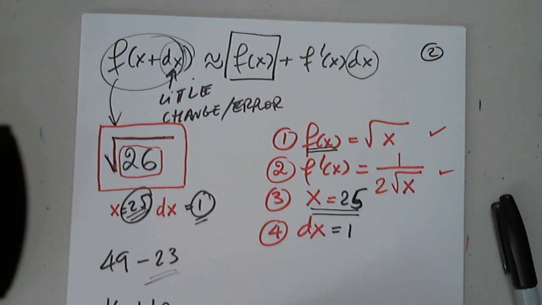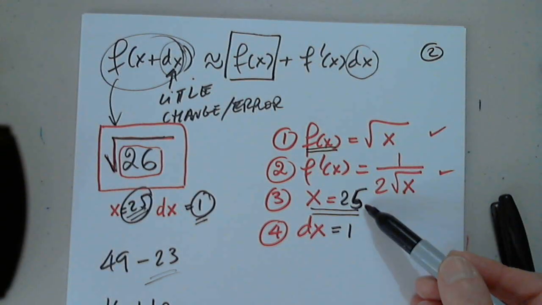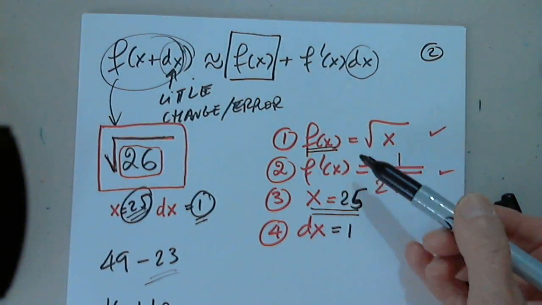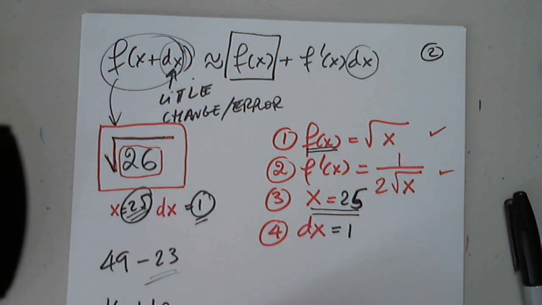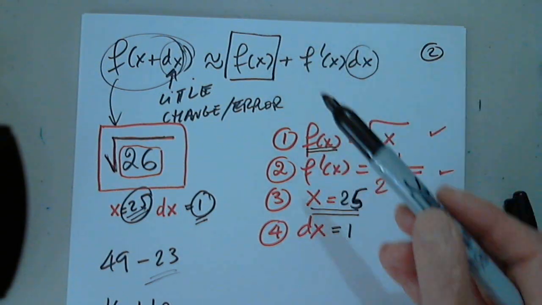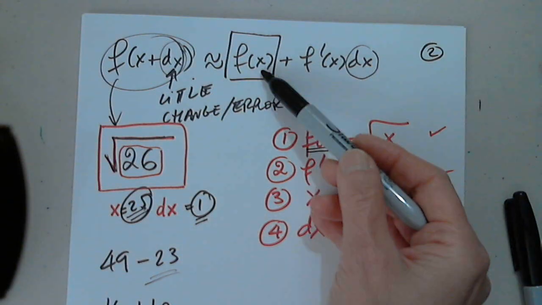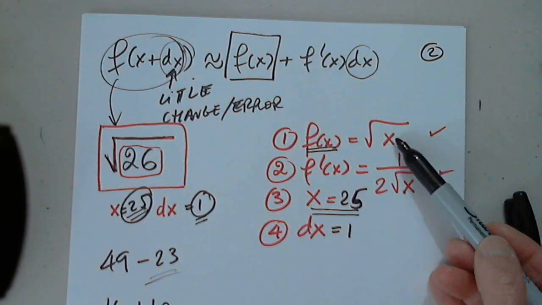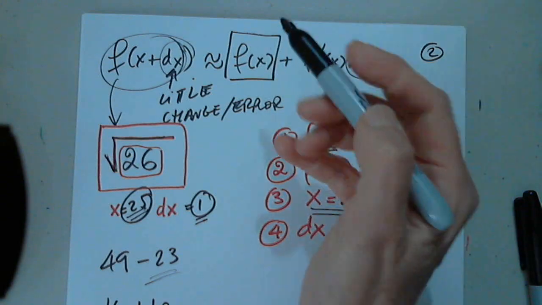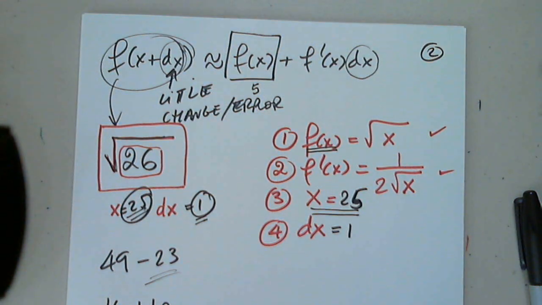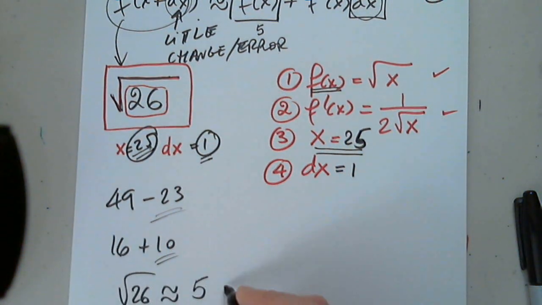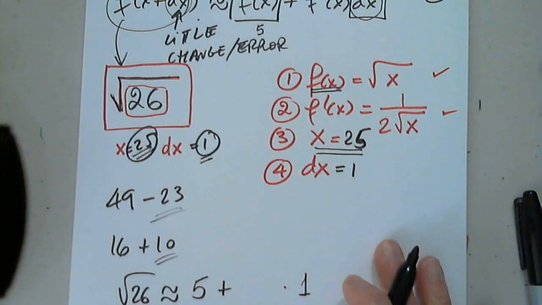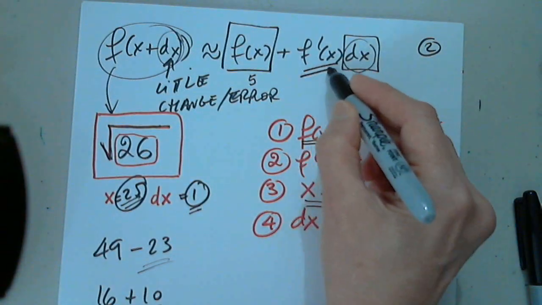Square root of x. But x is here, 25. But that's a square root. 5. Exactly, 5. If the function is the square root, in the function I plug in 25. So then the square root of 25 will be 5. So this piece is 5. Awesome. What do I replace dx by? 1. That's it, done.